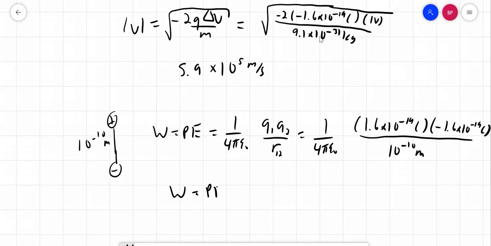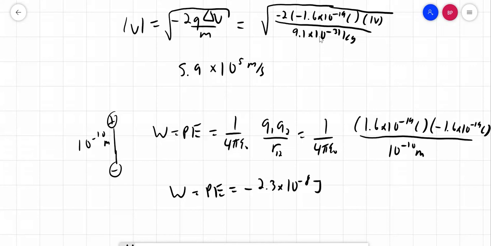So this work, or this potential energy, which is the same thing, is equal to what? Negative 2.3 times 10 to the minus 8 joules. All right, so why is it negative? We can see that it's going to be negative because we have one negative charge and one positive charge. But what does it mean that it's negative?